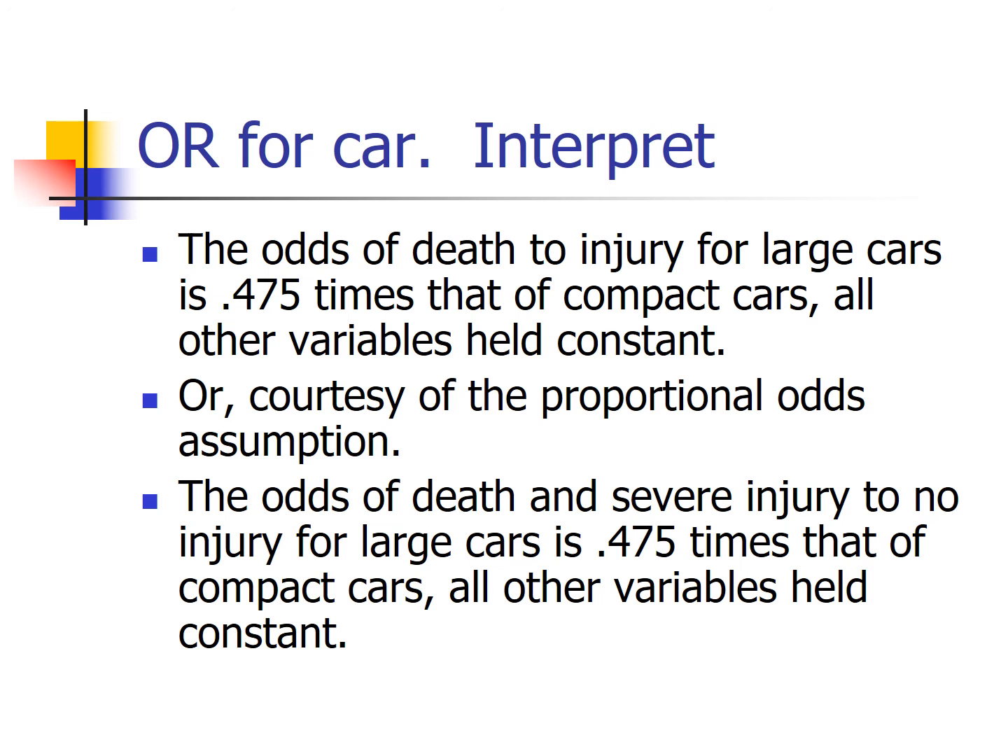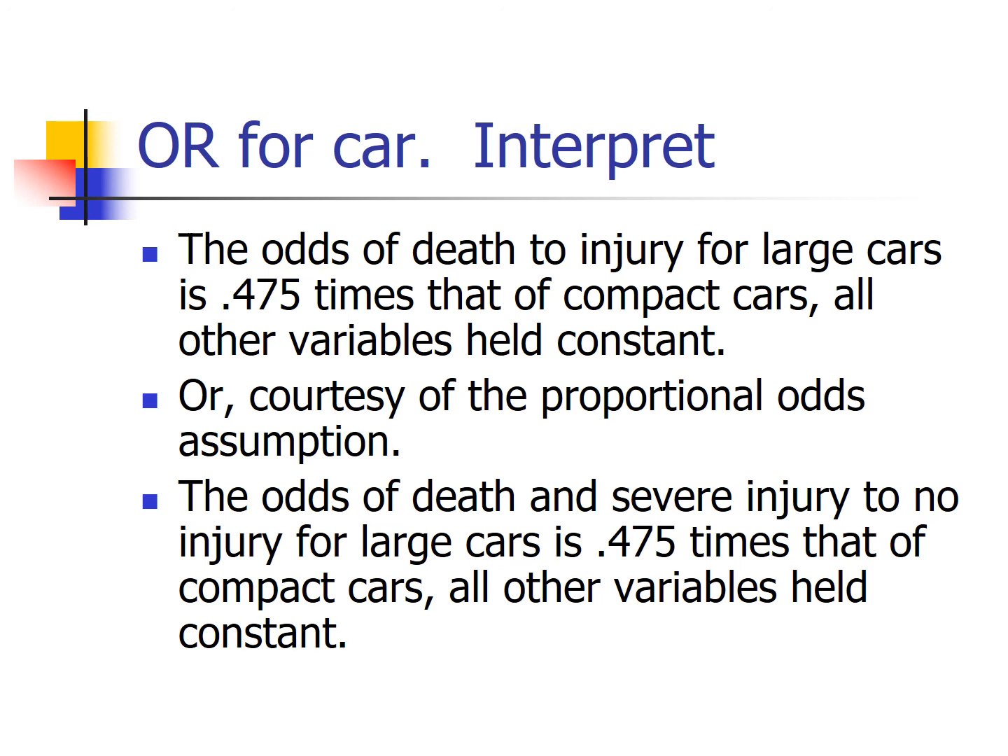So let's look at odds ratios and their interpretations. The odds ratio for type of car was reported by SAS as 0.475. So we would interpret that as the odds of death to no death, or the odds of death to some type of injury, severe or not severe, for large cars is about half, so 0.475 times that of compact cars. All other variables held constant. So assuming we're comparing people who both are wearing seatbelts or people who are both not wearing seatbelts.